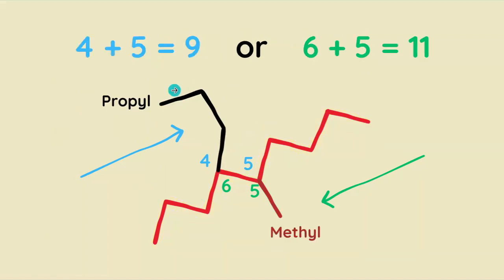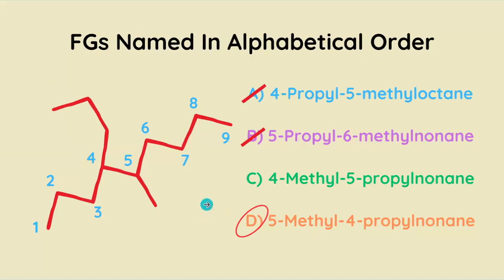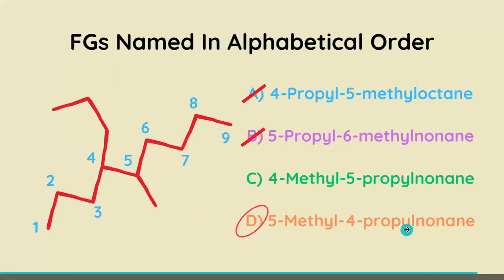There's two different directions we can number the carbons in our nonane chain. Our goal, again, is to yield the smallest possible sum for each functional group. This yields two possible combinations of main chain carbon numbers from which our functional groups, propyl and methyl, branch off. It could be, if we go from left to right, 4 and 5, adding to 9, or 5 and 6, adding to 11. Clearly, the left to right ordering yields a smaller sum, so that's going to be how we order the chain. Therefore, our correct IUPAC name for this molecule is D, 5-methyl-4-propylnonane.